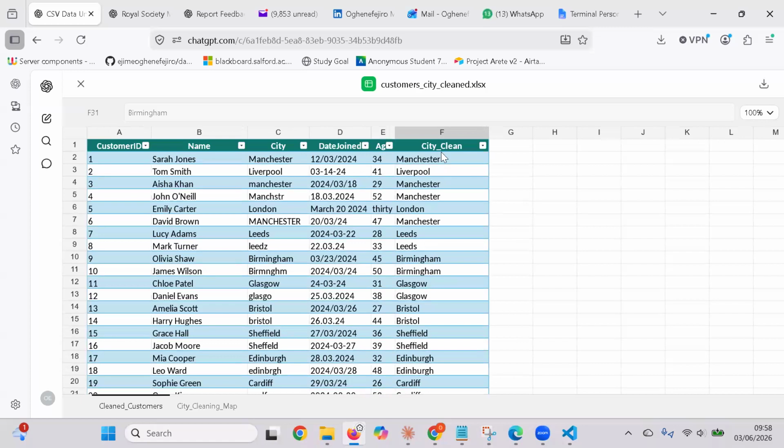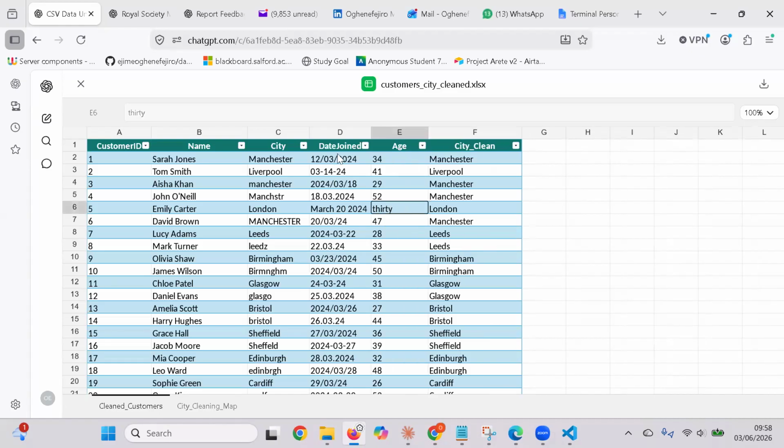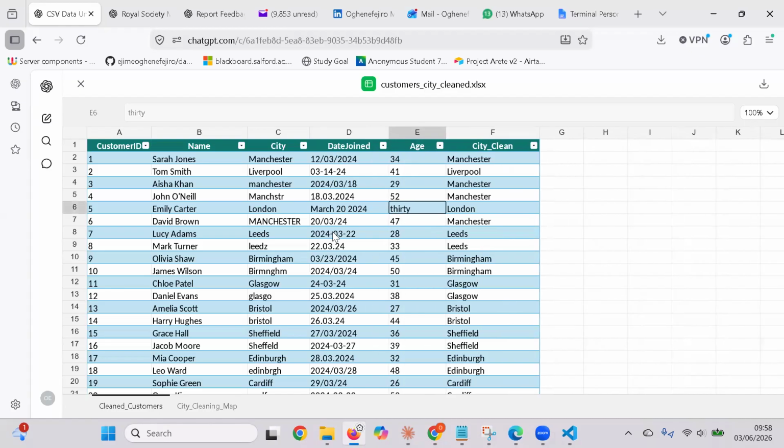This is the job of what a data analyst does most times. Data scientists, this is the job they do most times, doing the data cleaning. Look at this again. If we look at the age column, we will come to this. Look at the date column also. Look at this. It is scattered.